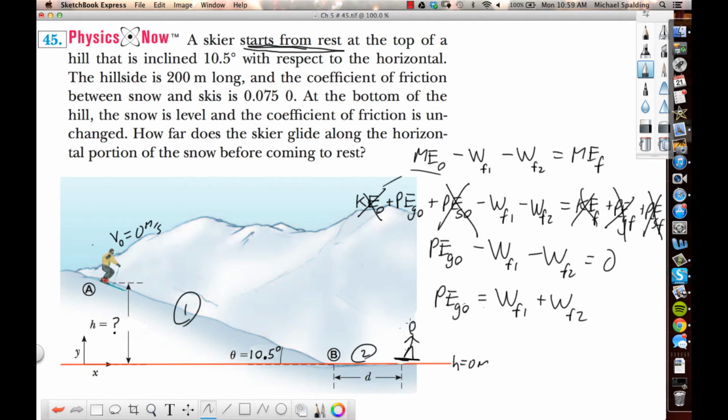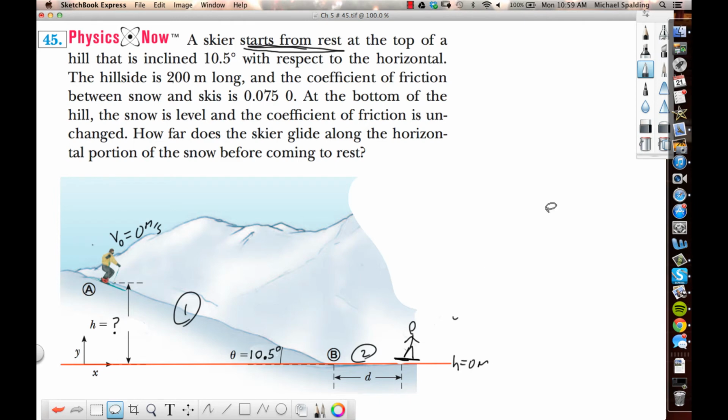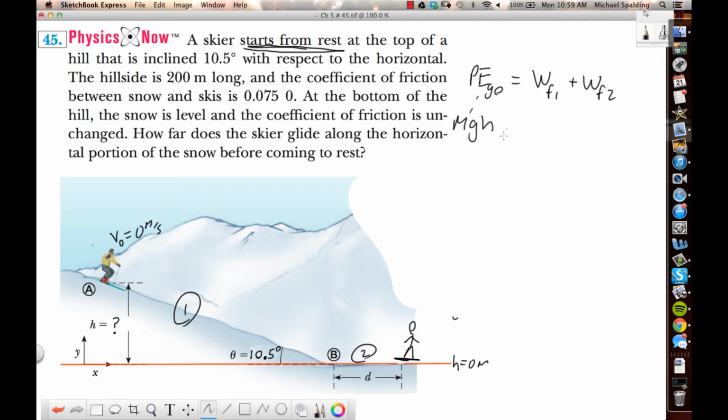All right, so now I'm going to erase because I need room for the algebra. Okay, so I'm going to rewrite that. So remember that. So here's where we were. Potential of gravity initial equals work of friction 1 plus work of friction 2. Now we plug in equations. All right, what's potential of gravity? mgh.